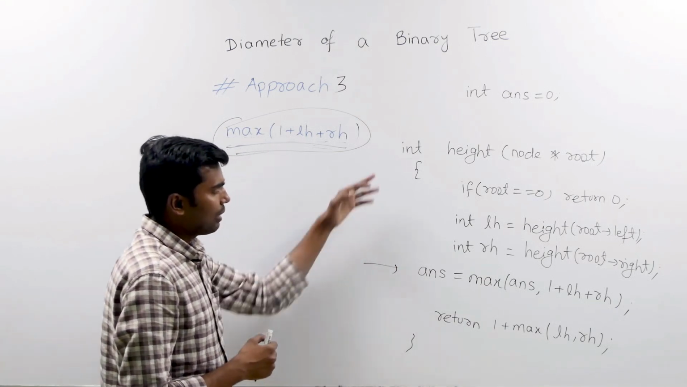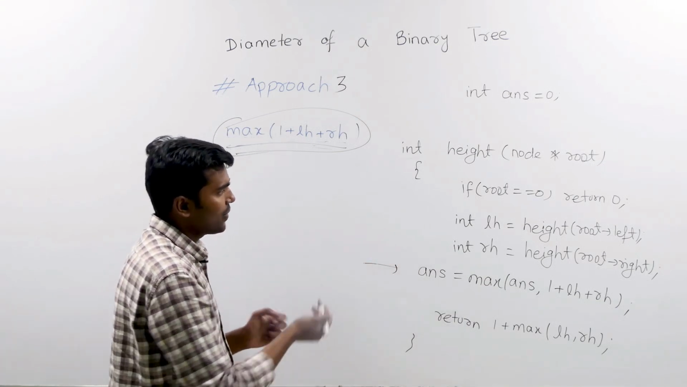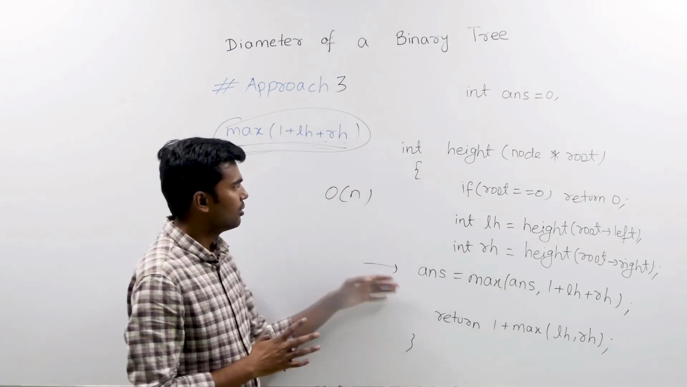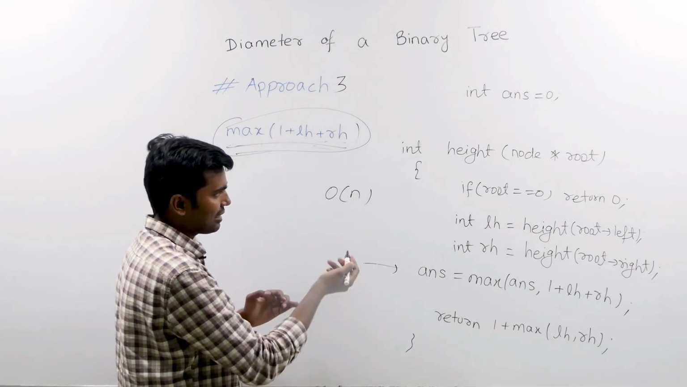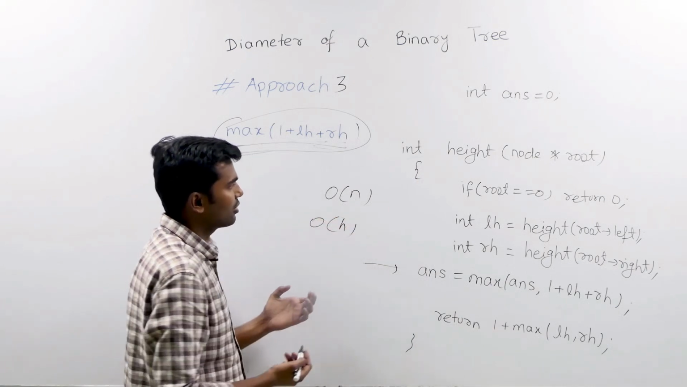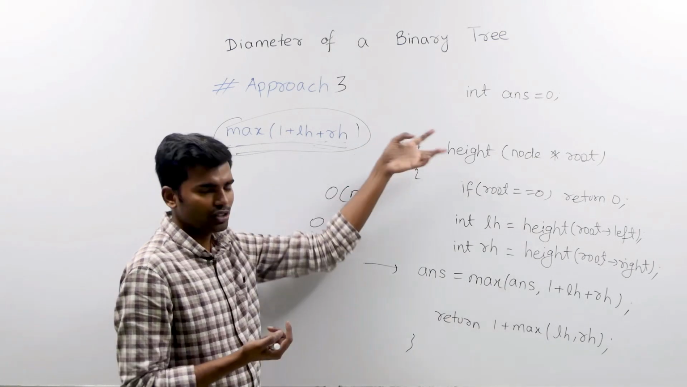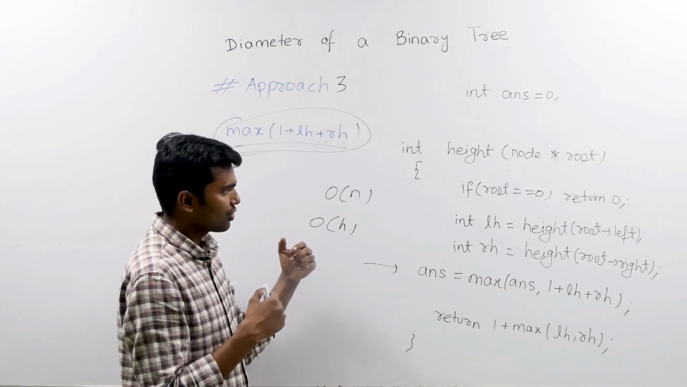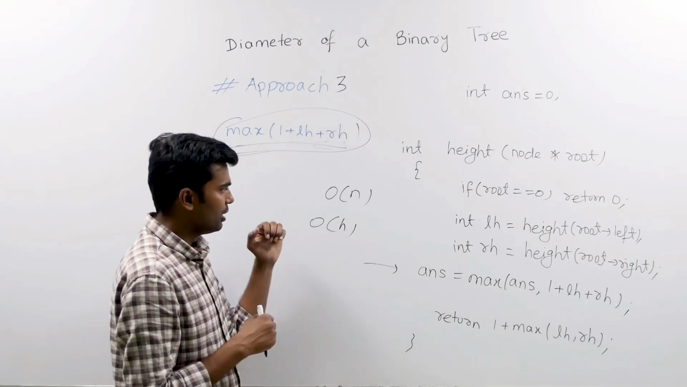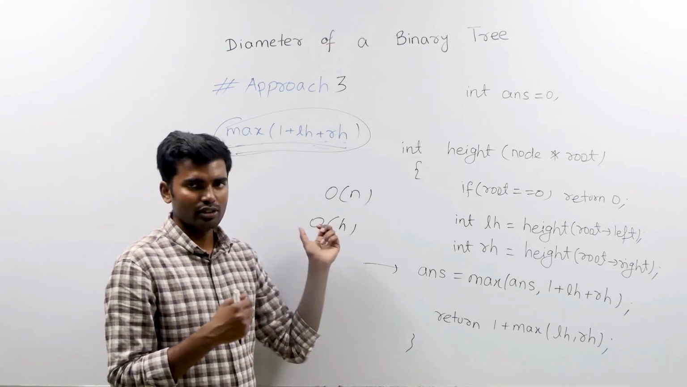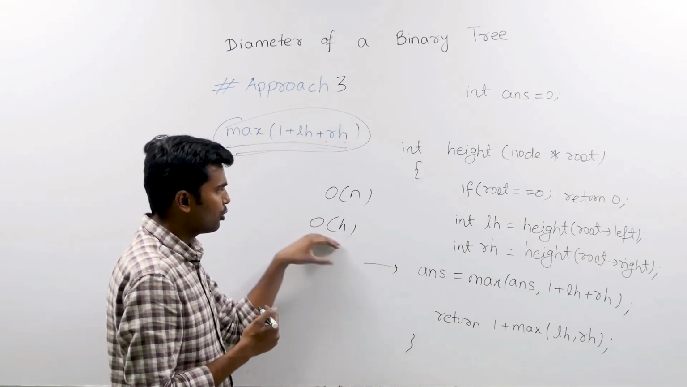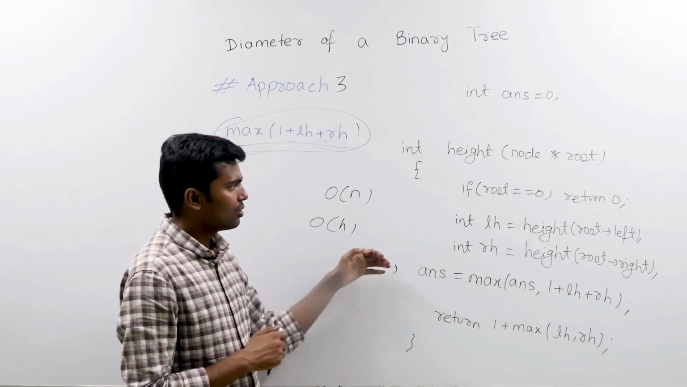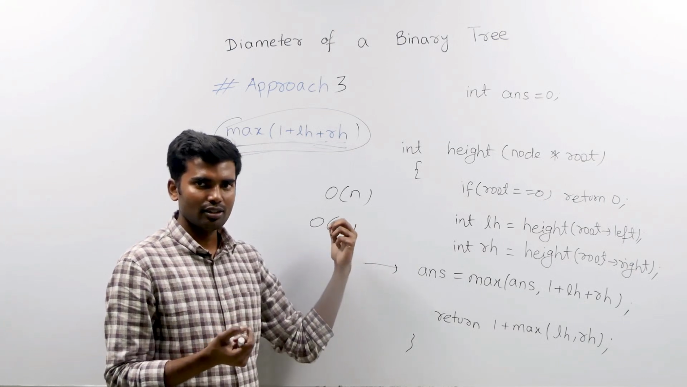So this is how we can calculate the diameter in time n, because the height function works in big O of n, and again the space is big O of h because we are using recursion. So basically this recursive function will use a stack to store the function calls, and the maximum number of function calls at a given time would be equal to the height of the tree. So that's why the space would be big O of h. So this is the most optimized version, and you can find these codes on the given link in the comment section.